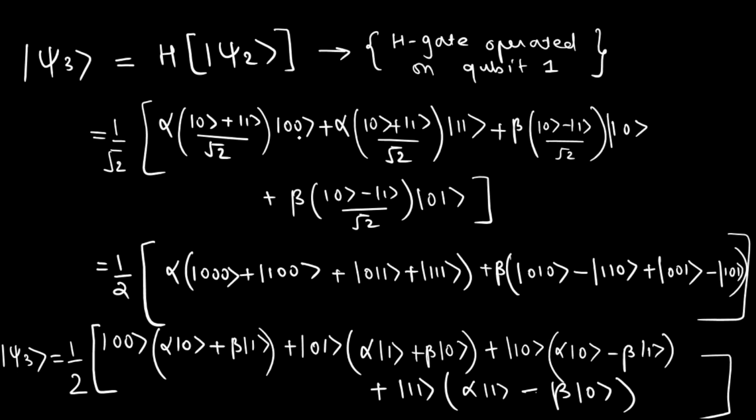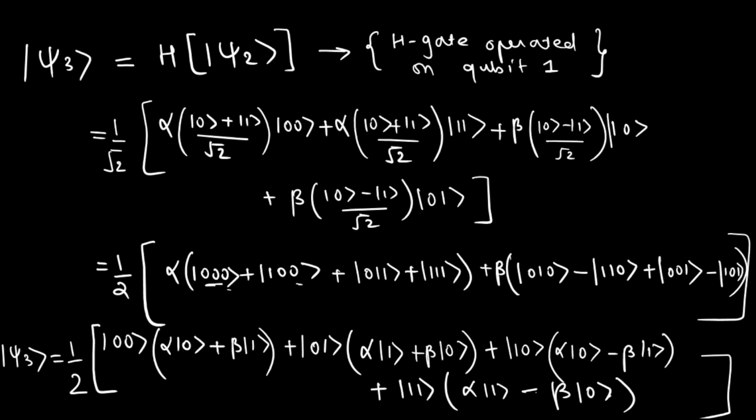And by multiplying this again in the bracket, we'll get this equation. Also, taking all the 1 by root 2 outside, we get the coefficient half. Now, if we simplify this by taking the first 2 qubits common, which correspond to Alice's qubits, and the third one Bob's, we get psi 3 equal to half of 00 (alpha 0 plus beta 1) plus 01 (alpha 1 plus beta 0) plus 10 (alpha 0 minus beta 1) plus 11 (alpha 1 minus beta 0).